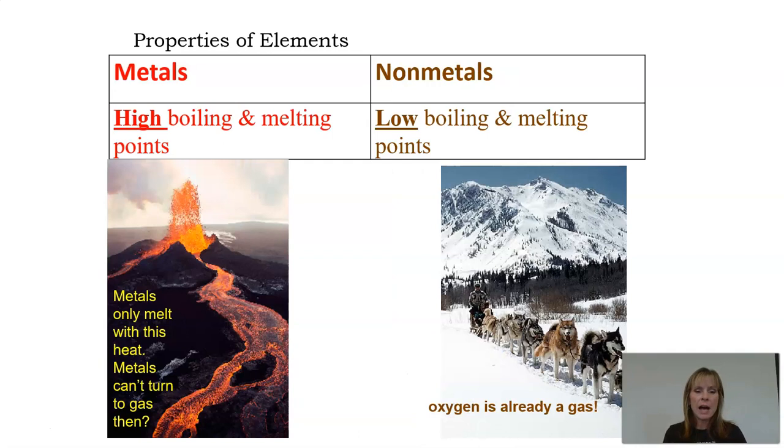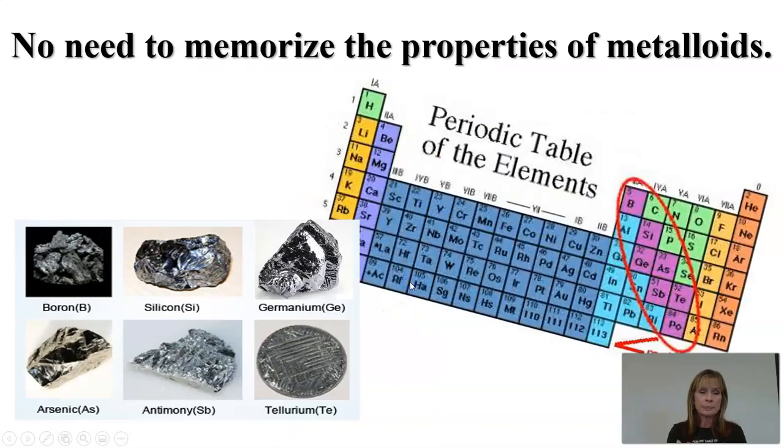Metals tend to have high boiling and melting points. It takes a lot of energy to heat them up and cause them to become molten, or liquid. Non-metals have low melting and boiling points. I mean, look at that. Oxygen is already a gas, so it doesn't need a really low or really high melting point or boiling point.